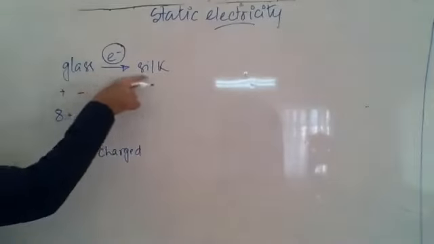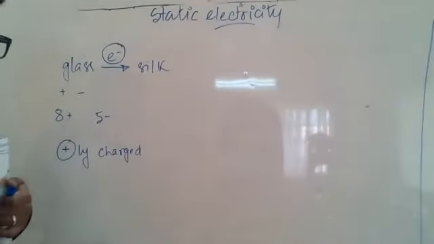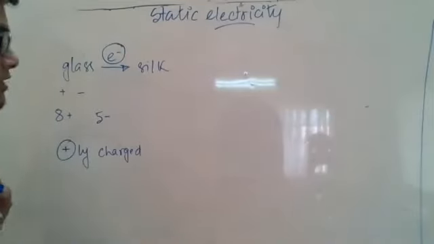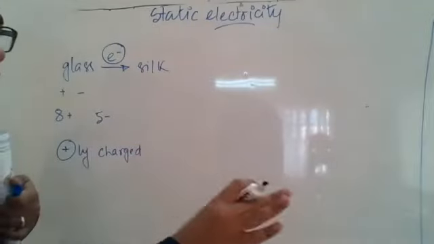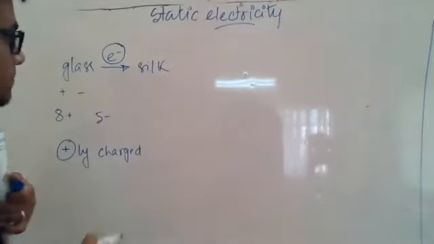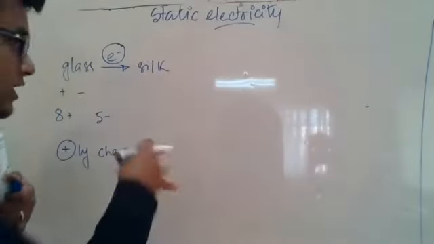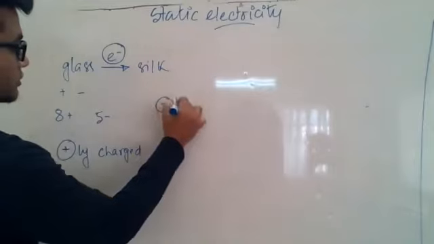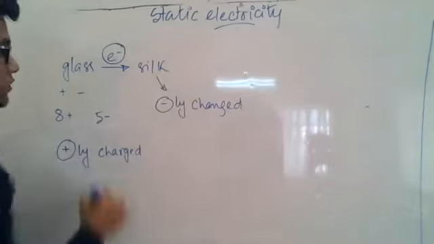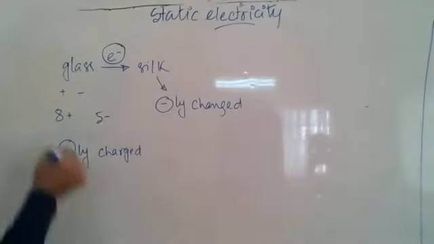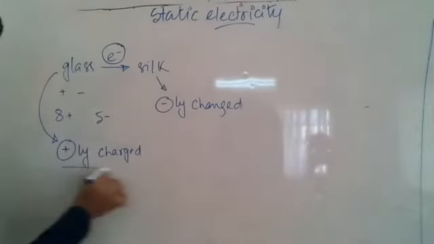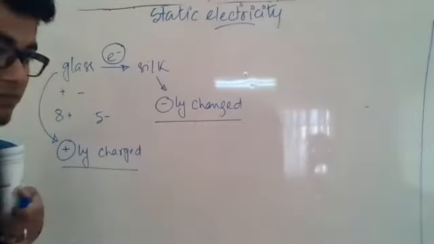And this electron has gone to silk, right? It is the same for silk also. Silk was electrically neutral. Electrically neutral means equal number of protons and equal number of electrons. Now some extra electrons have arrived, right? So those extra electrons will make this one negatively charged. So we got to know that whenever we are rubbing two things together, one of them will become positively charged, one of them will become negatively charged.